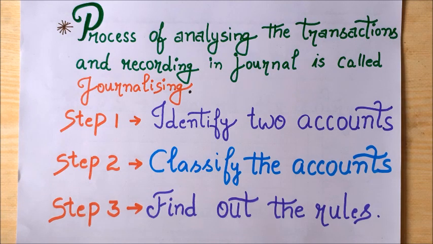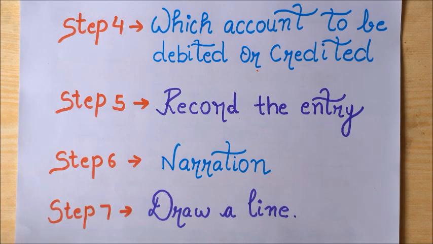So here are the steps to record the necessary journal entry. Step number 1, you will identify the 2 accounts that are involved in the transaction. Step number 2, you will classify these accounts, that is whether the account is nominal, personal or real account. The third, you will find out the rules that we have discussed before. Step number 4 is that we will decide which account needs to be debited or credited. The next step is that we will record the necessary journal entry in the books of accounts.